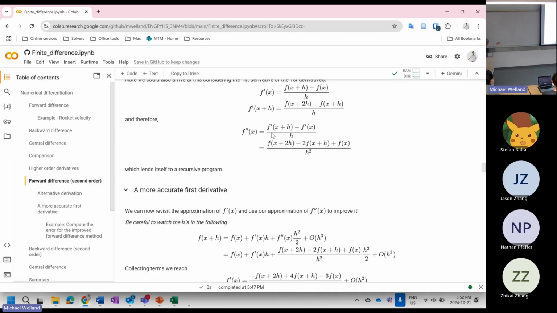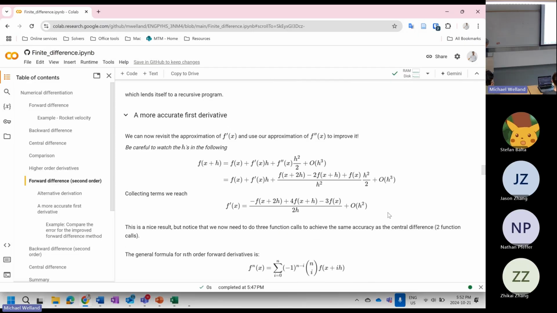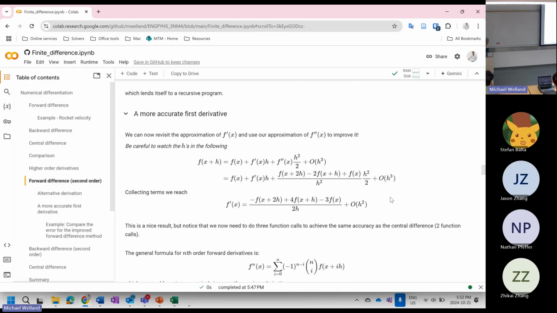So given that we now have an approximation for the second derivative, we can go back to our original equation and plug it in, right? f(x+h) = f(x) + f'(x)h + f''(x)h²/2. And then now we have order h cubed. You plug that in, you turn the crank, and lo and behold, now you get an approximation for your first derivative, which is second order accurate, which is great. We like that.